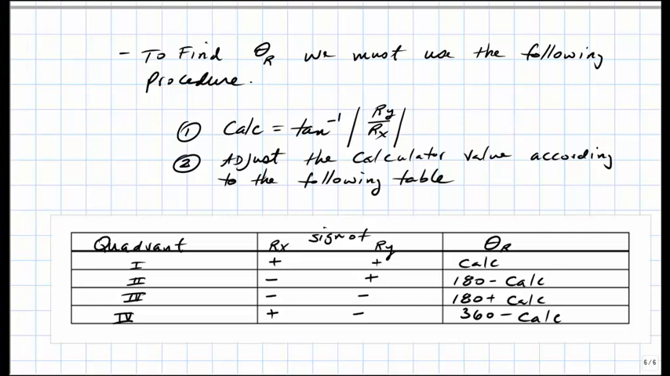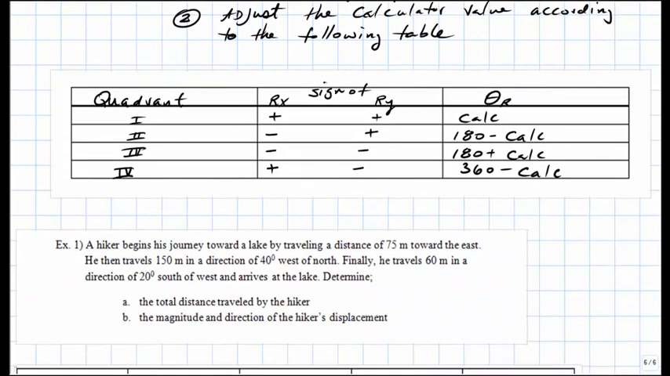We will now introduce an example that demonstrates the application of this material. In this example, a hiker begins his journey toward a lake by traveling a distance of 75 meters toward the east. He then travels 150 meters in a direction of 40 degrees west of north. Finally, he travels 60 meters in a direction of 20 degrees south of west and arrives at the lake. We need to determine the total distance traveled by the hiker, as well as the magnitude and direction of the hiker's displacement.